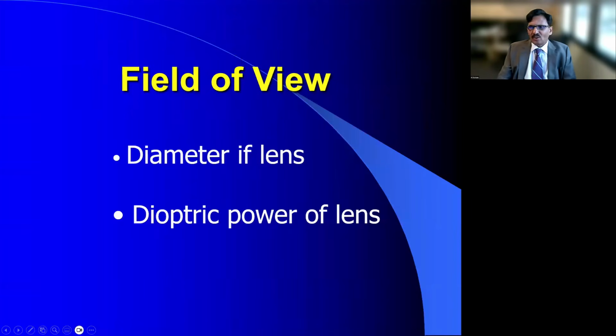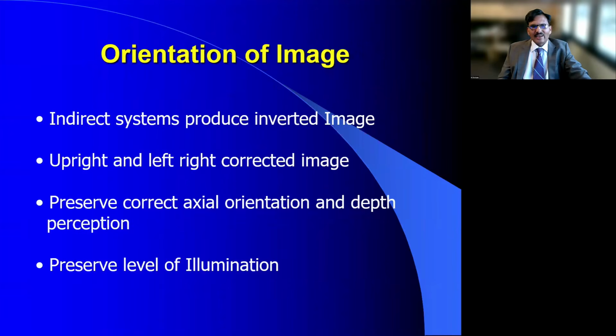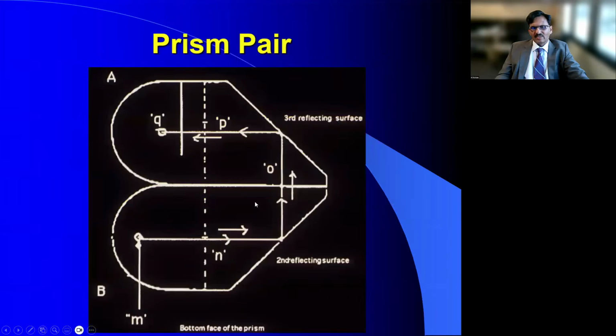So the field of view of a particular lens is a function of the diameter of the lens and the dioptric power of the lens. Now, the indirect systems produce an inverted image, so you need an upright and left-right corrected image to preserve correct orientation and depth perception. And you also, more importantly, preserve the level of illumination for you to take advantage of this wide-angle viewing. You're able to accomplish this by putting in a much higher power lens.